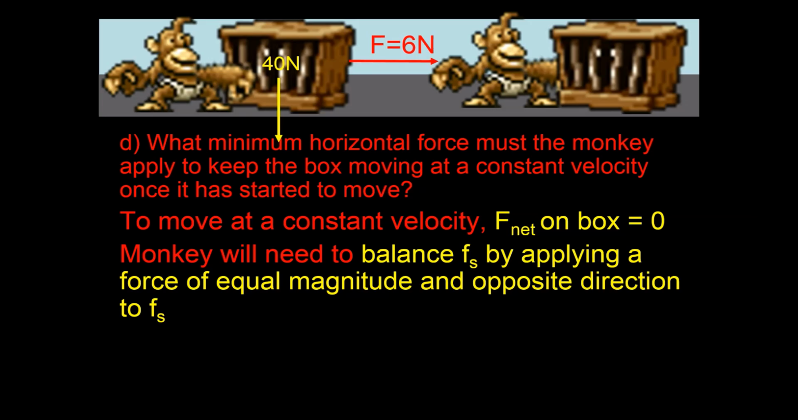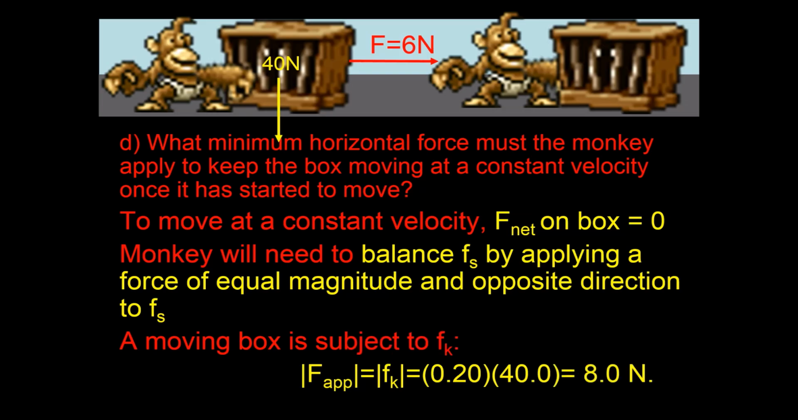Well, the applied force is going to be equal to Fk, which is going to be equal to 0.2 times 40 newtons. This will equal 8 newtons. Here, this is mu k now times n. So mu k was 0.2 and our n is 40. This will give us 8 newtons.